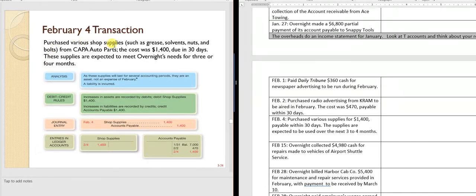Purchase various shop supplies for $1,400 due in 30 days. So what did I get? I got shop supplies. I'm going to pay in 30 days, so I'm not going to pay now. So I have a liability, accounts payable, going to pay later, and go post them.